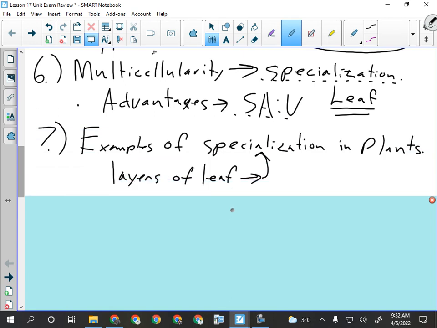Okay, and so this kind of goes with that. Examples of specialization in plants, layers of the leaf. So we kind of talked about that already. That's just more specifically.